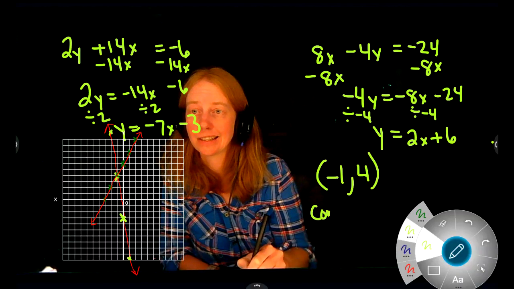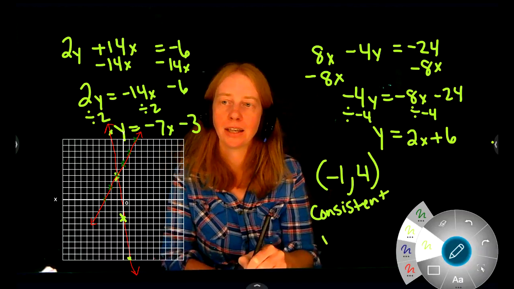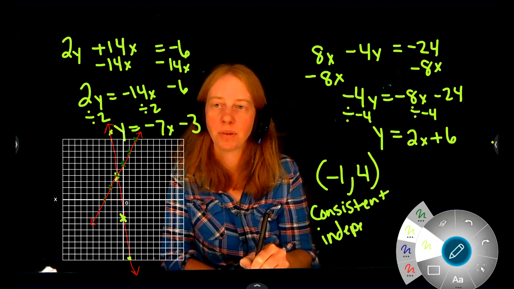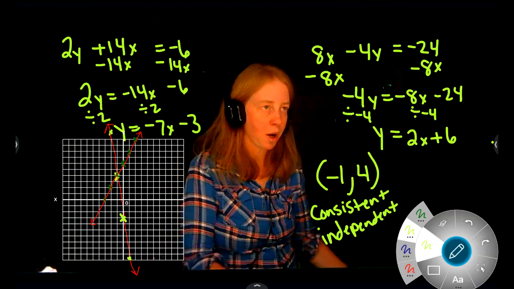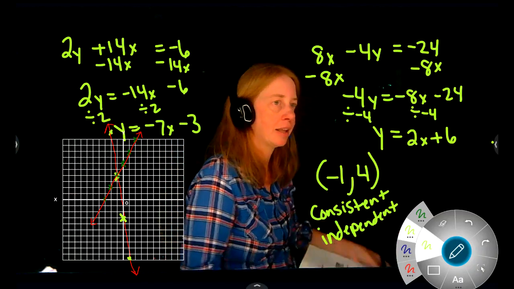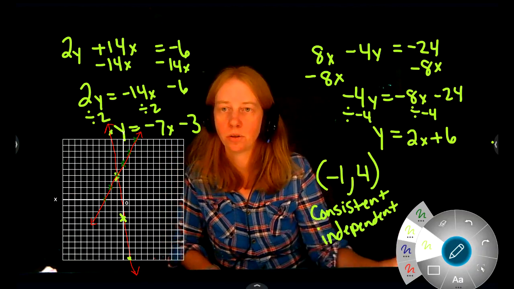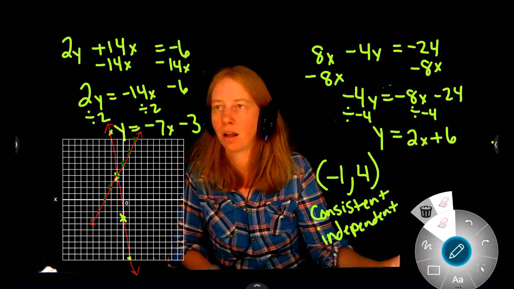Again, this is consistent because it has at least one solution, and it is independent because it has exactly one solution. So we're going to do one more example here, and then I'm going to let you stop and do homework, but make sure that you've written all this down.